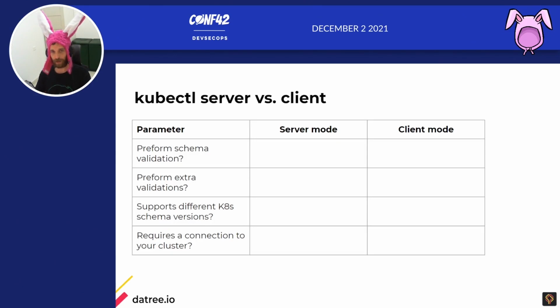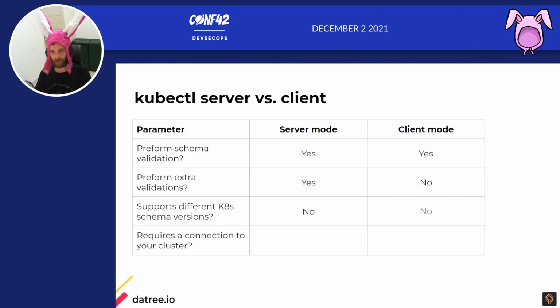Let's check. Of course, they both perform schema validation. Makes sense. Server mode also performs extra validations. During the presentation, I will go deeper into exactly which kinds of validation it makes. But it's only supported in server mode, not in client mode, because those validations are not part of the schema.